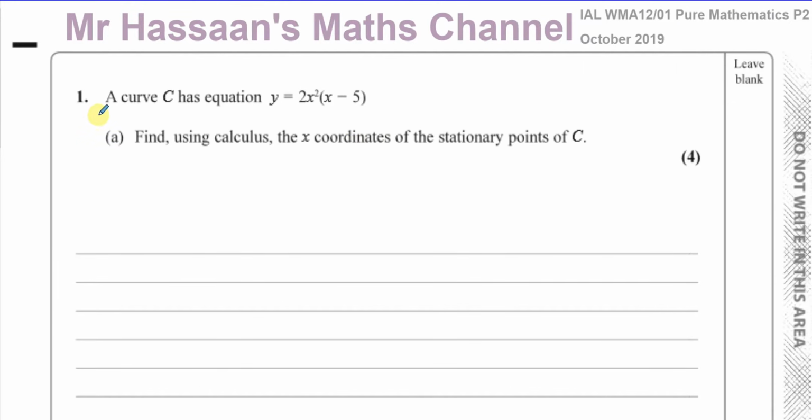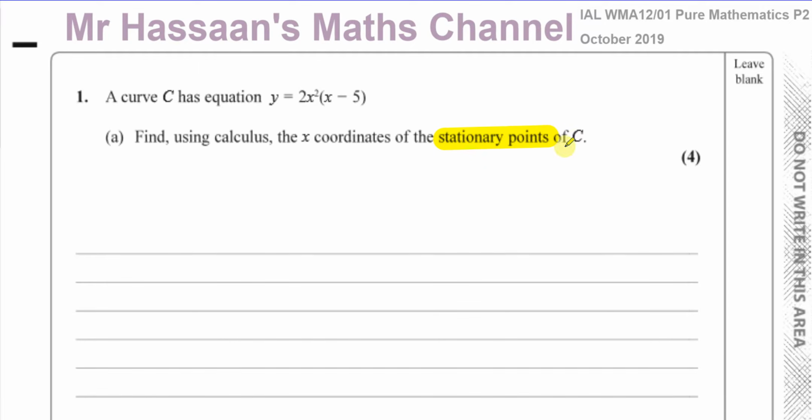Now, a curve C has equation y equals 2x squared times (x minus 5). Part A of the question says: find, using calculus, the x coordinates of the stationary points of C. The first important thing here is the words stationary points.